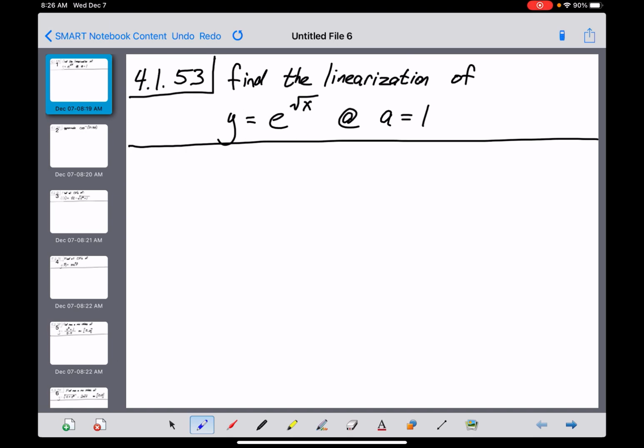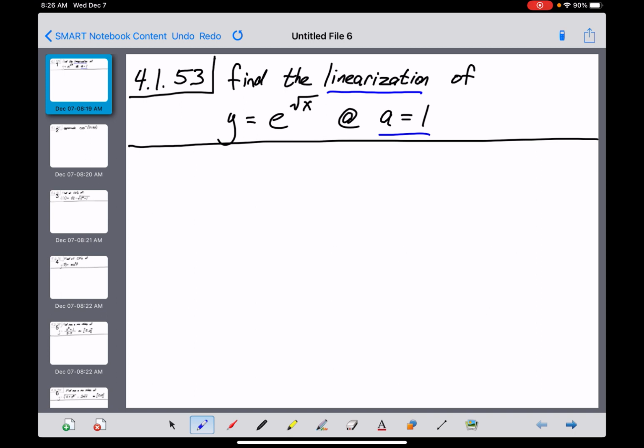All right, number 53 in 4.1 is just asking you to find a linearization of a function here, y equals e to the square root of x, at a particular a value. So all we need to know here is that asking you to find a linearization is just asking you to come up with the equation of a tangent line. That's it, which is something we've been doing from back in chapter 3.